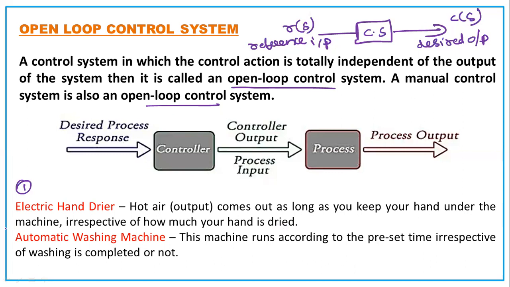Then the automatic washing machine. This machine works according to the preset time, irrespective of whether washing is complete or not. If you set 14 minutes or 15 minutes, you have different modes, right? Even a 3-hour mode is there. Even if the washing is finished, that 3 hours will be completed because it is open loop, because the output has nothing to do with this function. Whatever the system is doing, the output has nothing to do with it. What is our output? The cloth should be dried. Even if the cloth is dried, the machine will still work for the set time. That's why we say it's an open loop system.